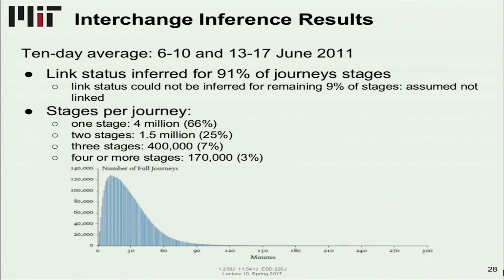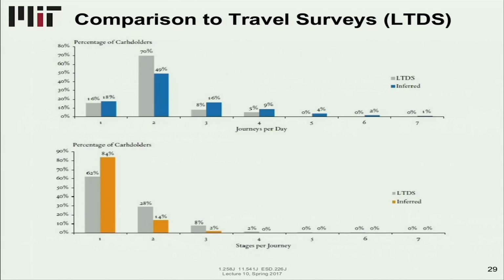Here in London are the results. About 2/3 were one stage, about a quarter were two stages, and then about 10% were more than two stages. And here's a distribution of the duration of journey from first origin to last destination, instead of the unlinked trip time. This includes transfer time in between. Okay? So very powerful for service planning.